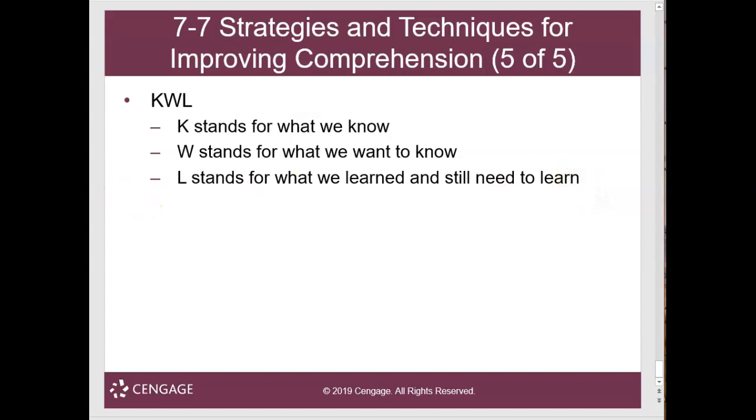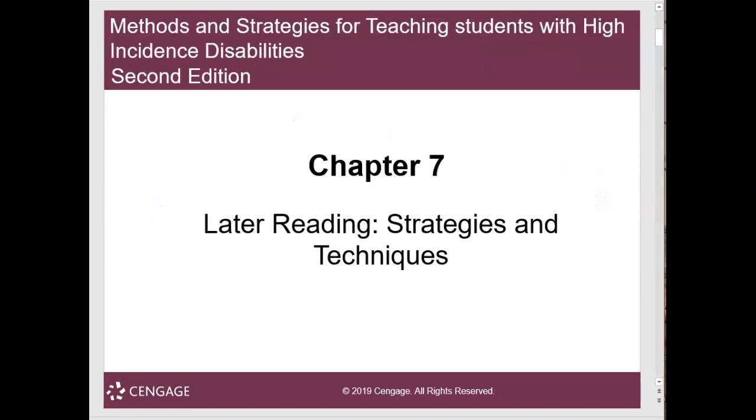Okay, so that very quickly was chapter 7, discussing later reading strategies and techniques. But again, make sure to visit your textbook for more in-depth explanations. I'll see you back for chapter 8.